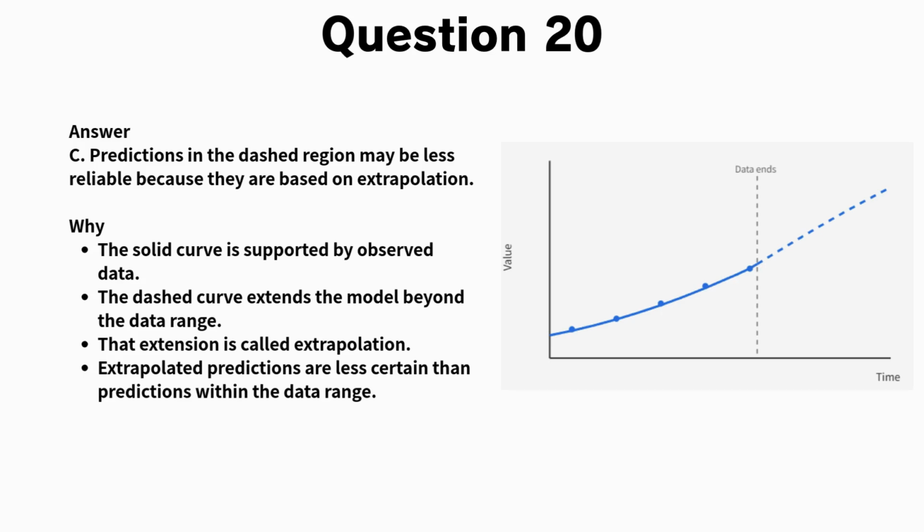Let's look at question 20. The correct answer is C. The solid curve is supported by observed data, so predictions in that region are more reliable. The dashed curve extends the model beyond the observed data range. This extension is called extrapolation. Because extrapolation relies on assumptions beyond the data, predictions in that region are less certain. The key idea is that models are strongest where data exists and weaker when extended beyond it.